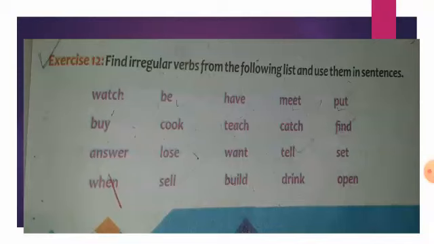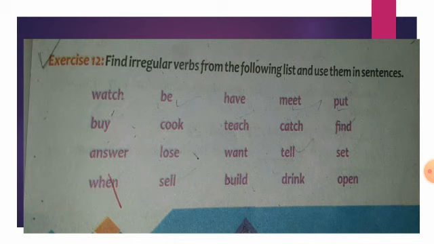Okay. Now exercise 12. Find irregular verbs from the following list and use them in sentences. You have to find the irregular verbs and then you have to make sentences of them. Watch, be, have, meet, put, buy, cook, teach, catch, find, answer, lose, want, tell, set, when, sell, build, drink, open. Now these are some verbs and you have to tell which are the irregular verbs.